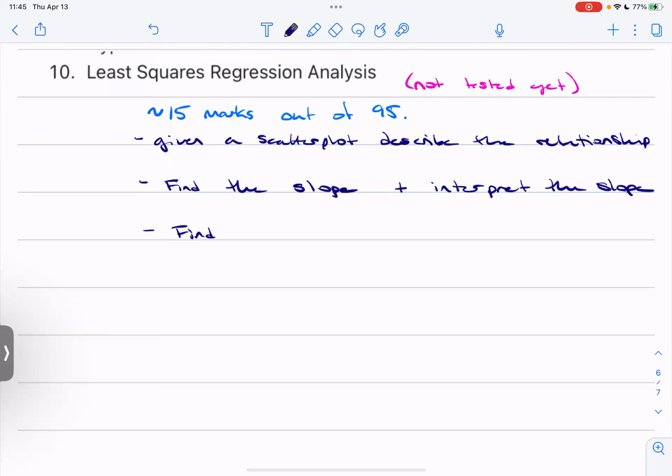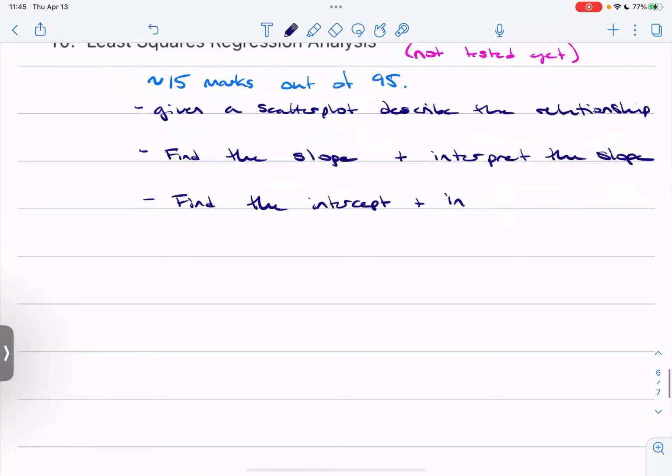Find the intercept and interpret the intercept. The intercept is the predicted value of Y when X is 0, right? And so, yes, there's some minor calculations that you need to do, but the hard part is figuring out which is your X and which is your Y, which I guess should be part of this, but goes without saying. And then given the information, map it to the right spot.